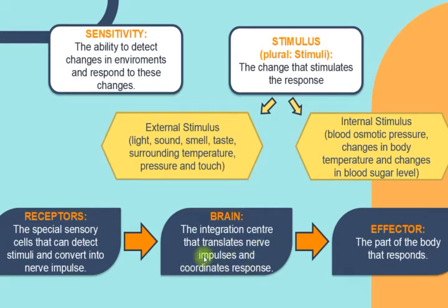And then the nerve impulse will be sent to the effector. Effector refers to the part of the body that responds. Okay, that is referred to as the effector. So there are components in the human coordination. So what are they? Receptors, brain, and effector, including the stimulus.